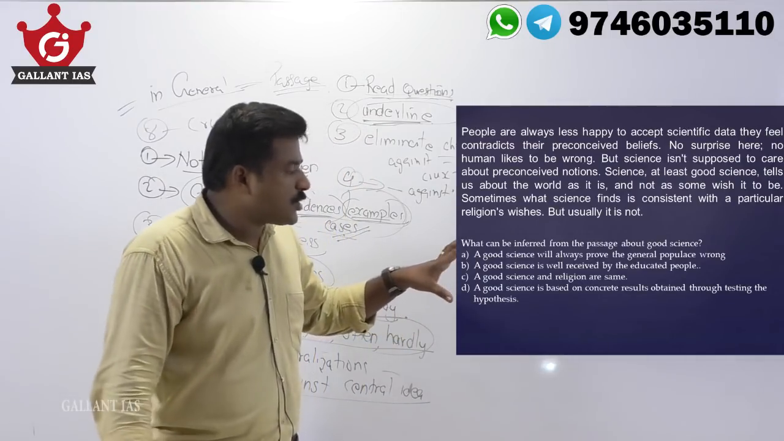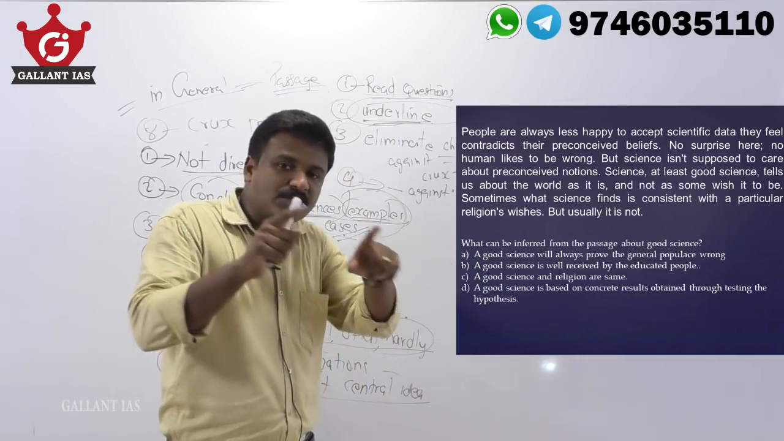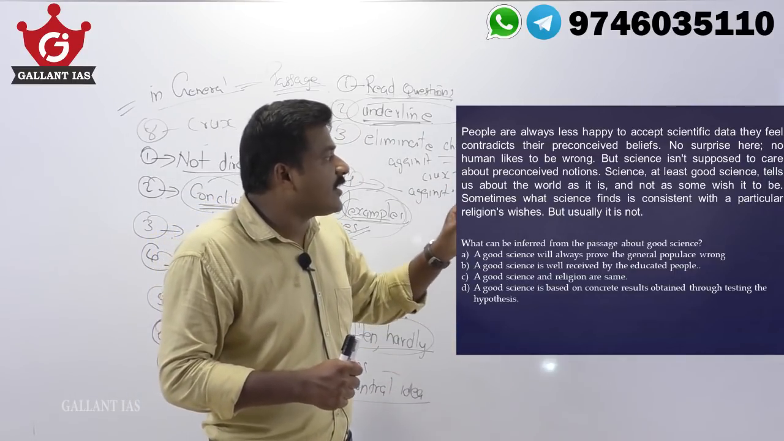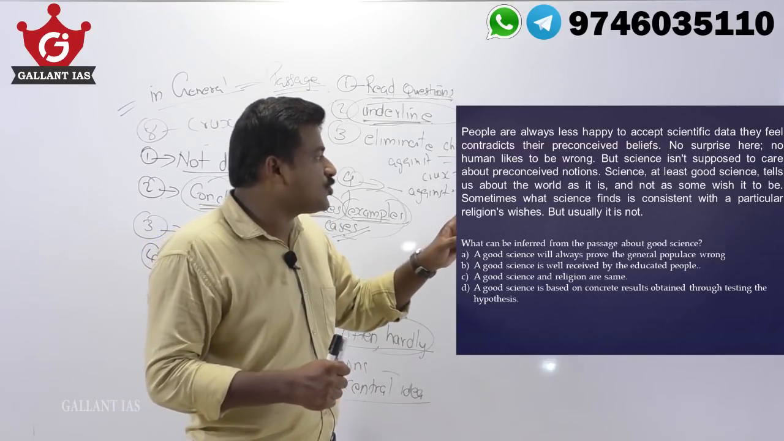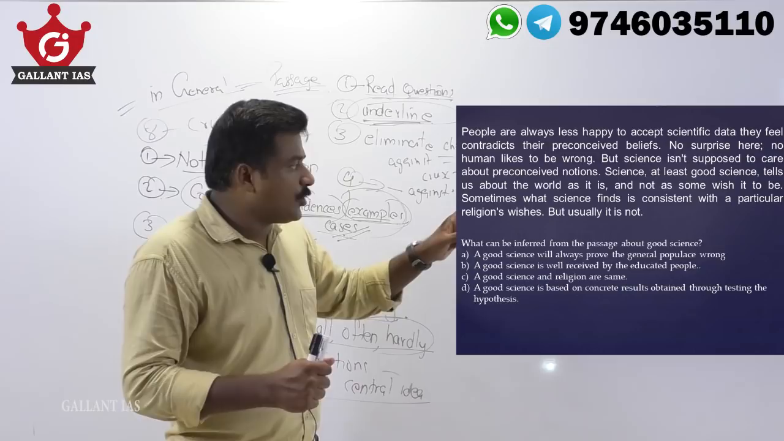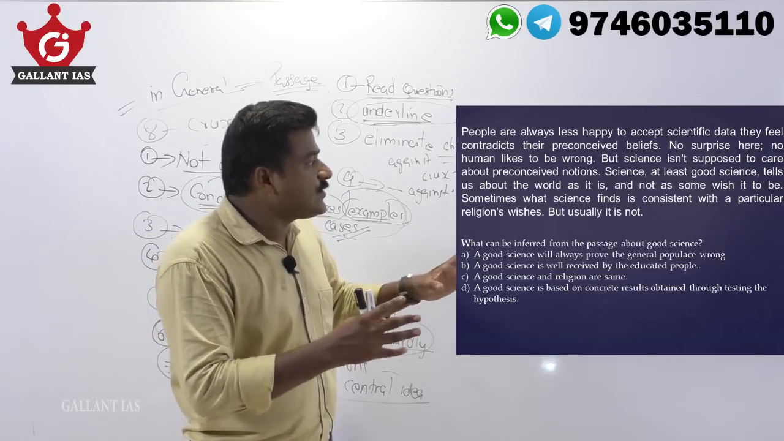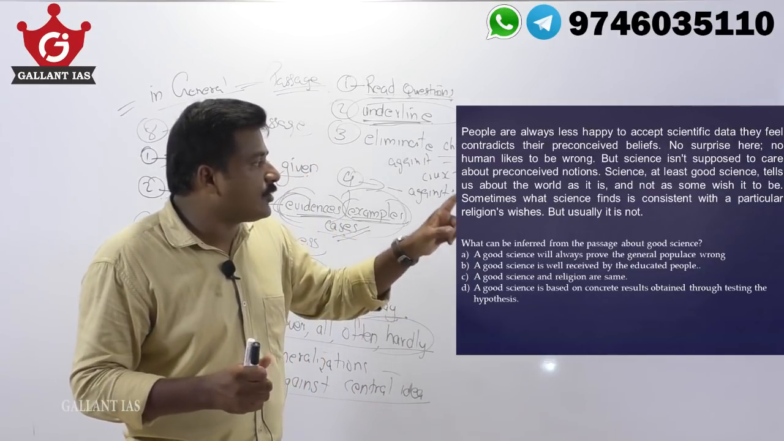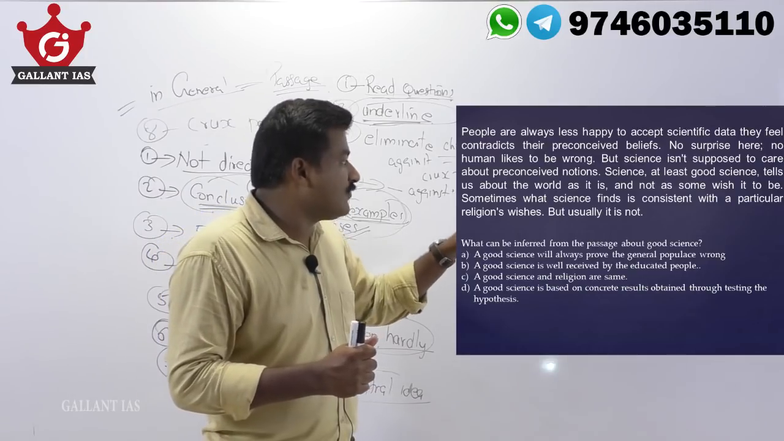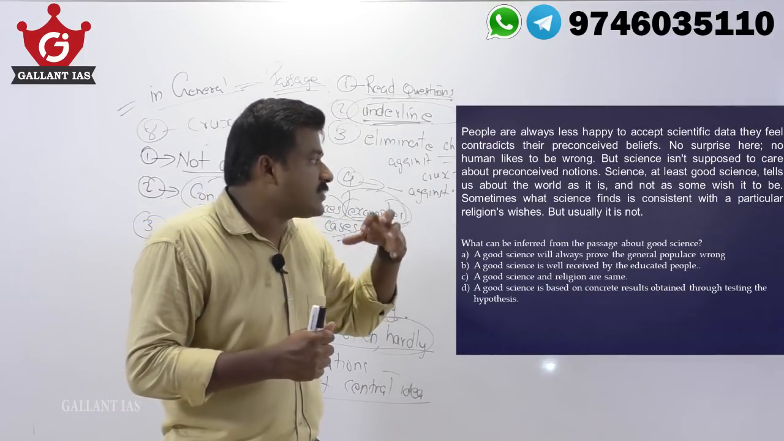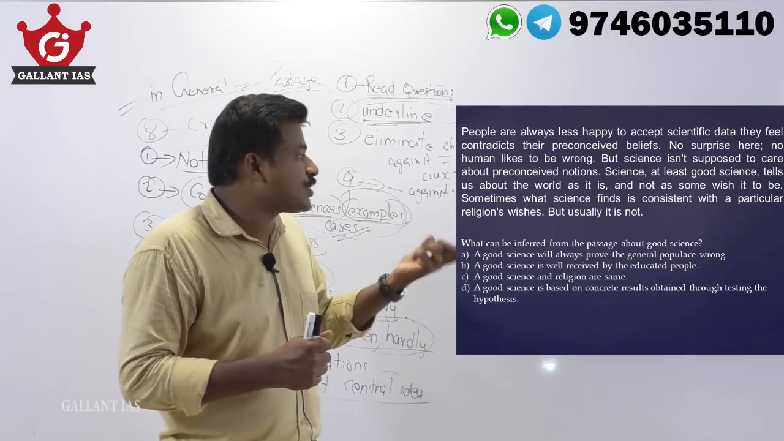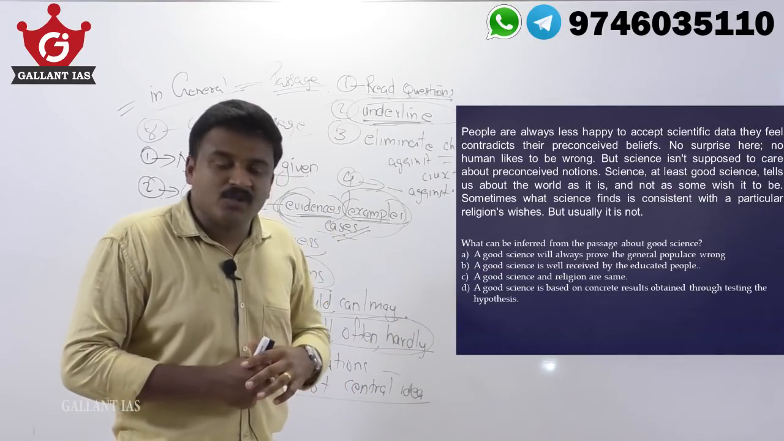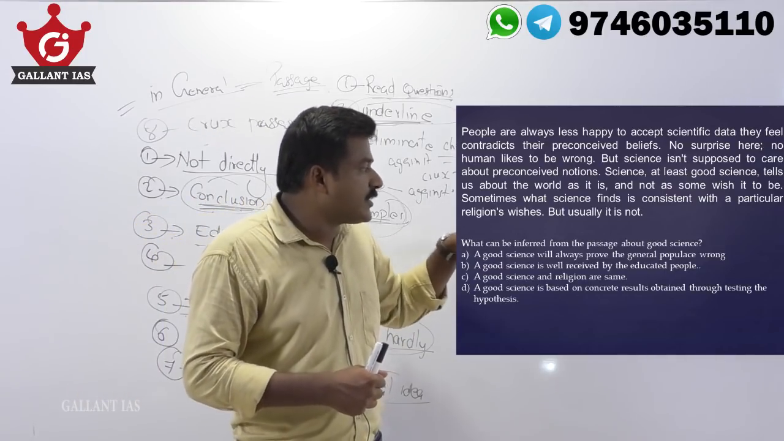Now, there is a passage. Please read the passage. All of you try to read the passage and solve it. People are always less happy to accept scientific data they feel contradicts their preconceived beliefs. No surprise here, no human likes to be wrong, but the science isn't supposed to care about preconceived notions. Science, at least good science, tell us about the world as it is, not as some wish it to be. Sometimes what science finds is consistent with a particular religion's wishes, but usually it is not, which can be inferred from this passage. A good science will always prove the general populace wrong.